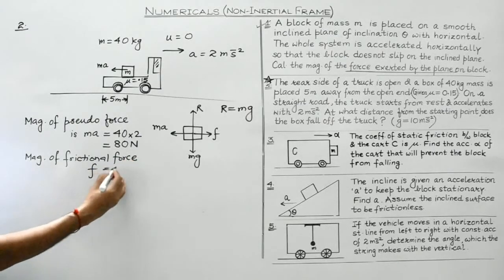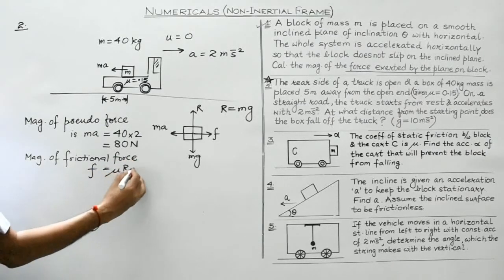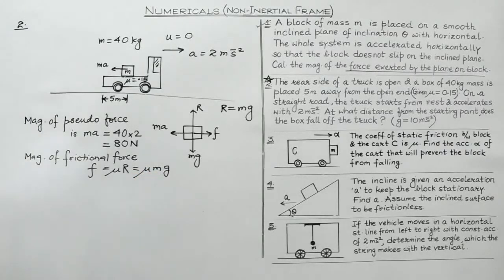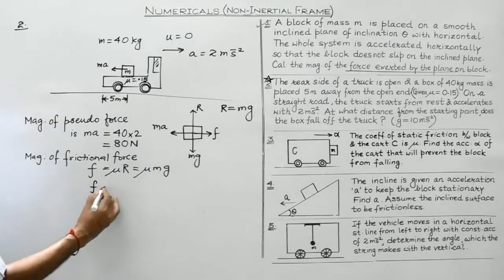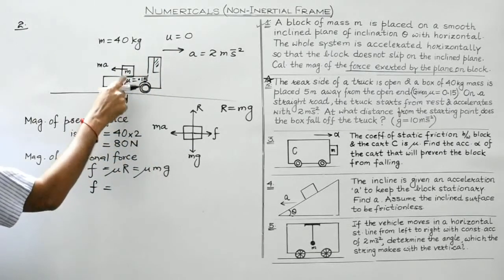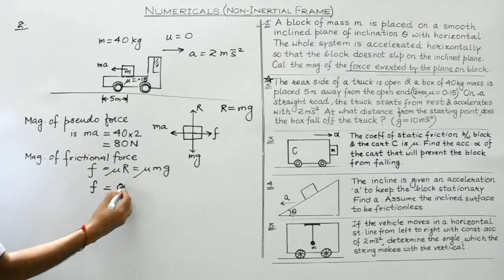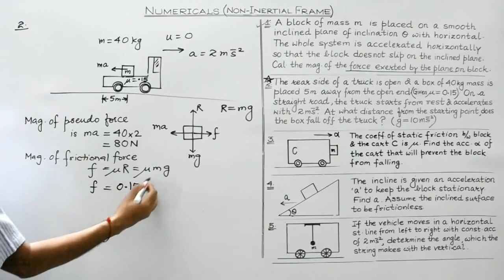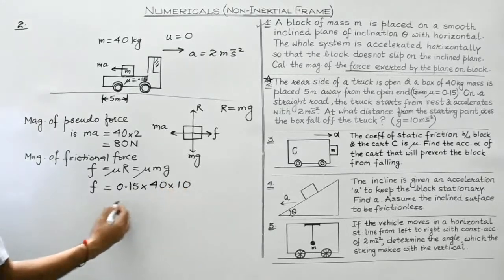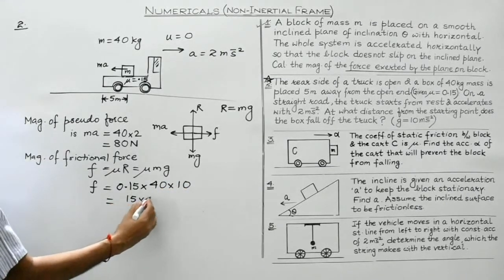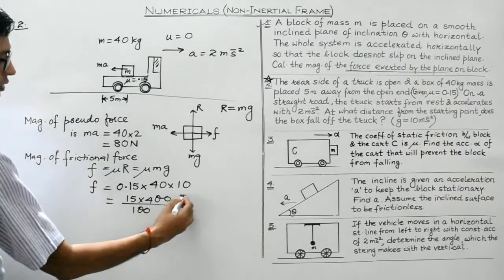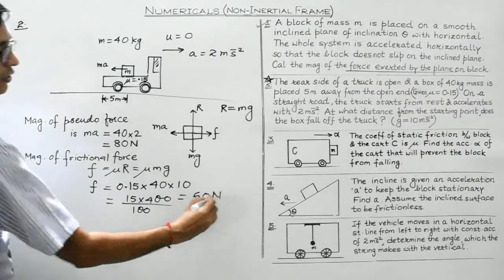It is small f, and we are aware it's equal to mu r. It is equal to mu into m into g. So the frictional force will be given by the value of mu, that is the coefficient of friction between these two surfaces in contact, which is given to be 0.15. Mass of the block is given to be 40. g is 10. So what we get is 15 into 400 divided by 100. So we'll get 60 Newton.